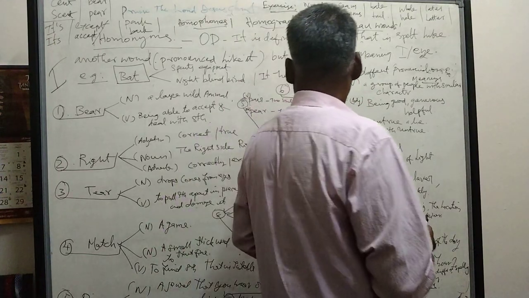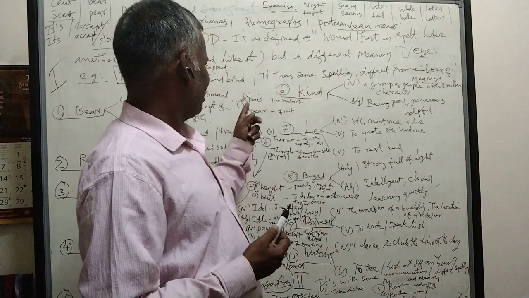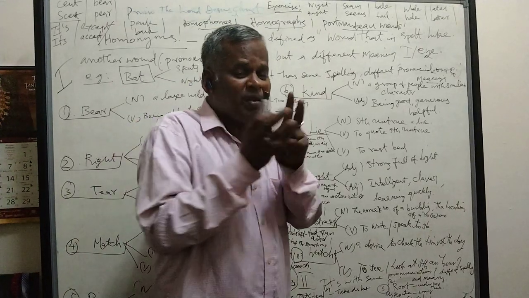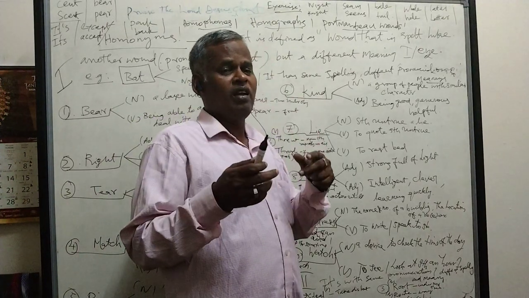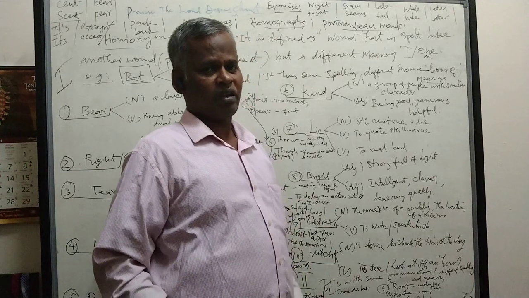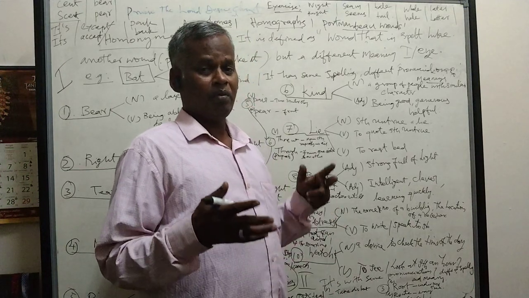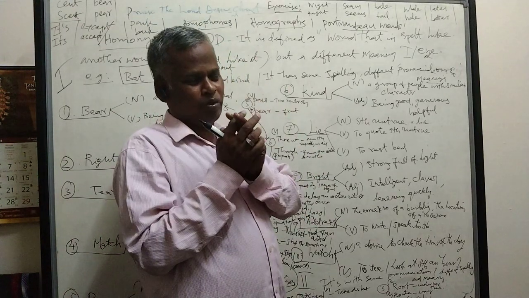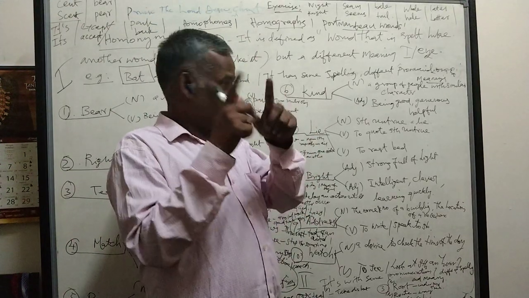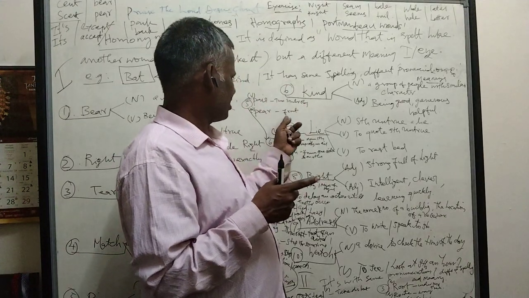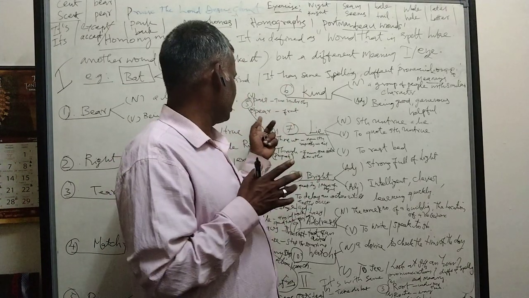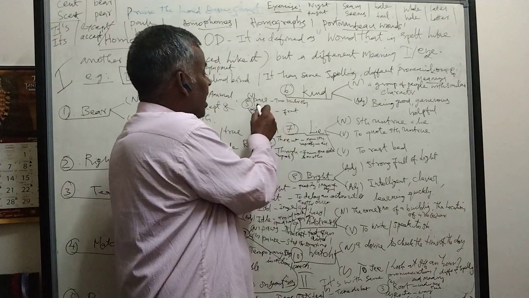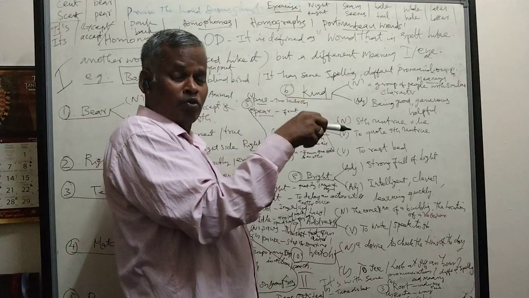Next is pair and pear. P-A-I-R, pair, means two similar objects. We have to buy a pair of trousers, a pair of slippers, a pair of scissors. Pair means two similar objects, two beings are a pair. Pear, P-E-A-R, means a fruit. P-A-I-R means two similar objects.